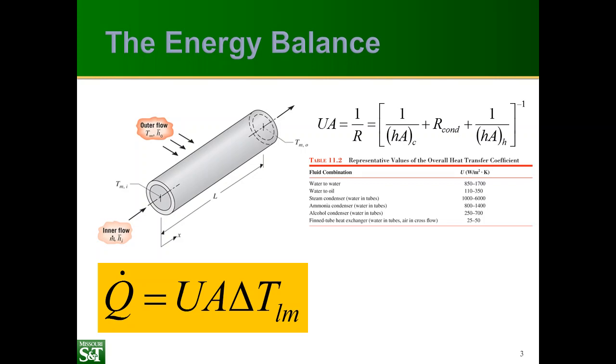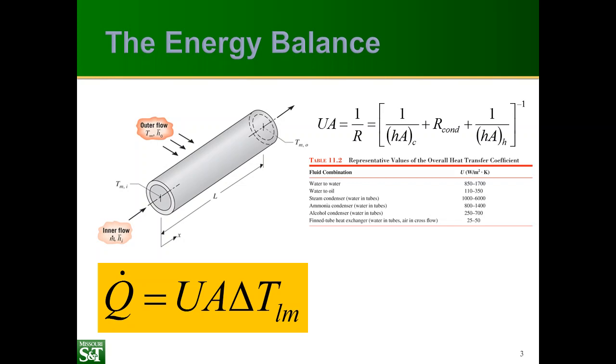Now often, the wall resistance, the conduction resistance for the wall, can be neglected in the overall heat transfer coefficient. We call this the thin wall approximation, and we can use that when the conduction resistance is much, much less than the convection resistance, similar to the ideas behind lumped capacitance modeling for transient problems.